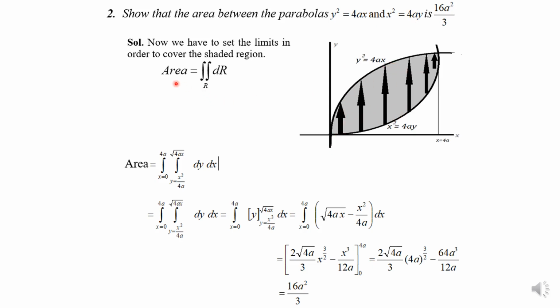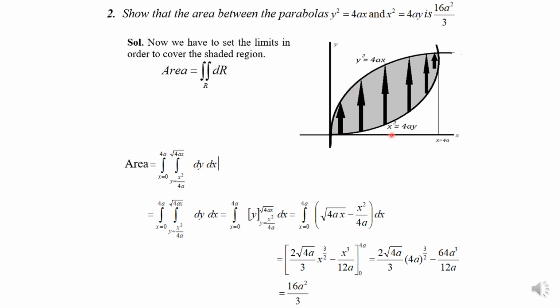Again the formula is the same, area equals double integral of dR, then the limits are our only concern. I wish to first integrate in the y direction. Listen carefully: what is the value of y on the lower curve? The lower curve value of y is x square by 4a. And what is the value of y on the upper curve? The upper curve is under root of 4ax.